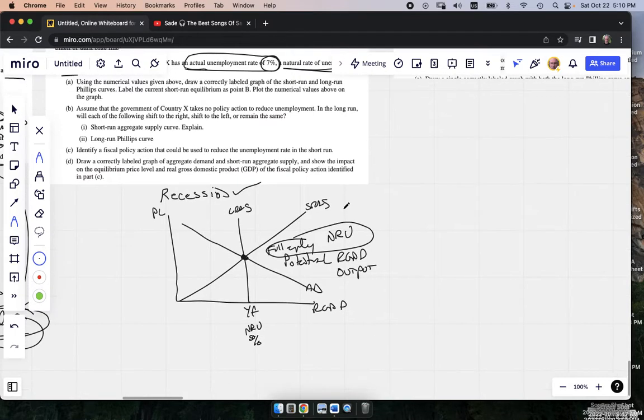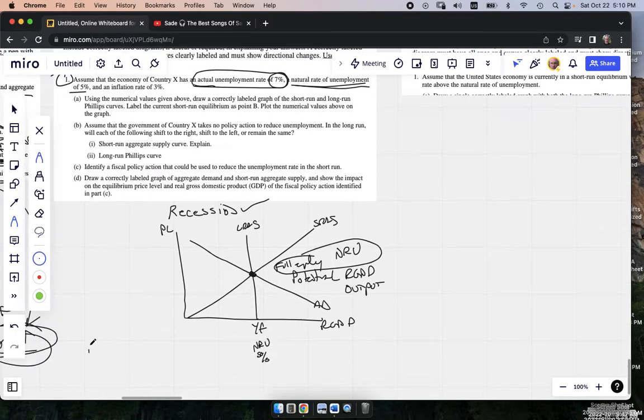So if I had to write that out, actual unemployment is greater than the natural rate of unemployment. This implies a recession. We should know it is a recession, and I know that language is strange, but we actually have more unemployment than at our natural rate. The only thing that makes sense with that is a recessionary gap.